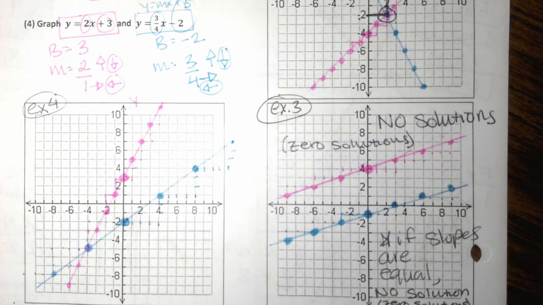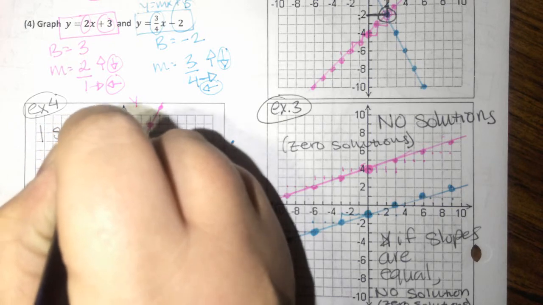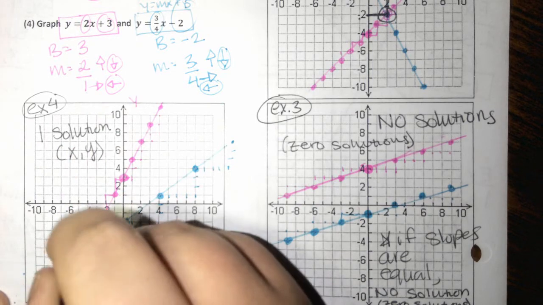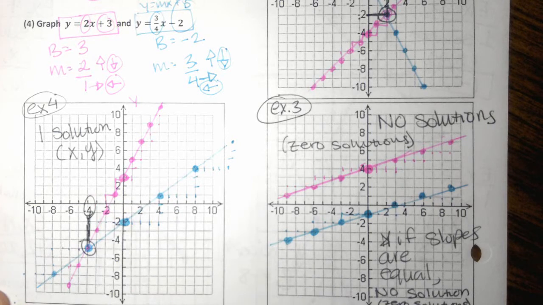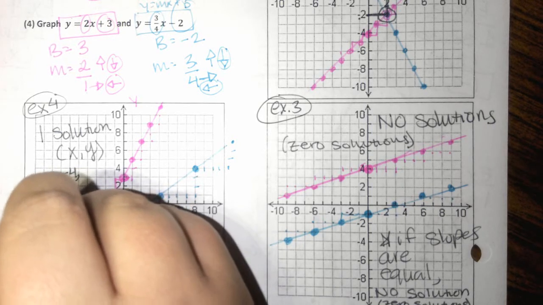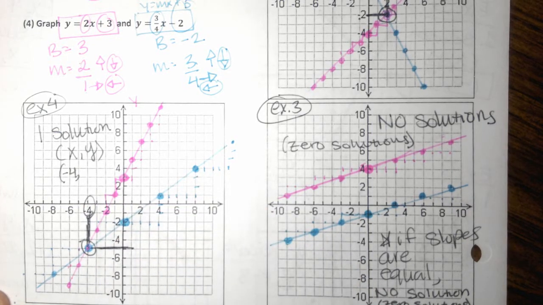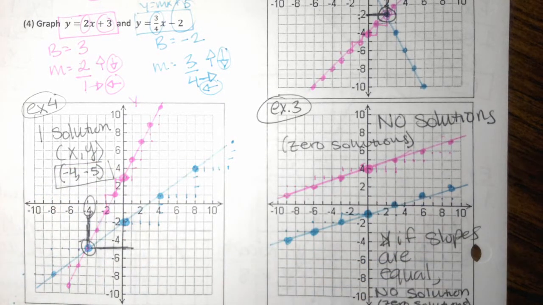And the intersection happens right here. Since I can see the intersection, I know there's only one solution. So I can write the ordered pair x comma y. The x value is the side-to-side number, which is -4. The y value is the up and down number, which is -5. And that is all of the examples in today's notes.